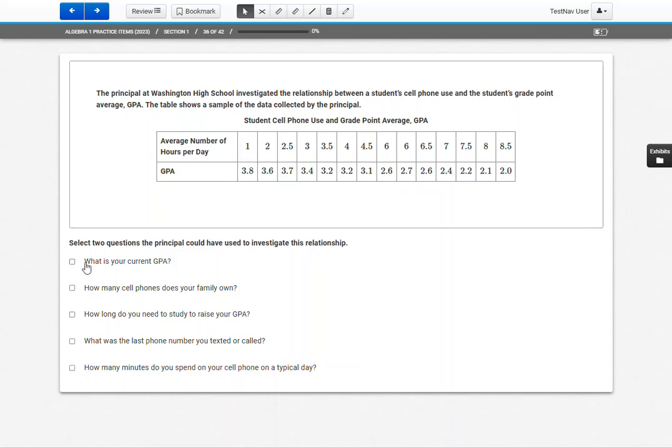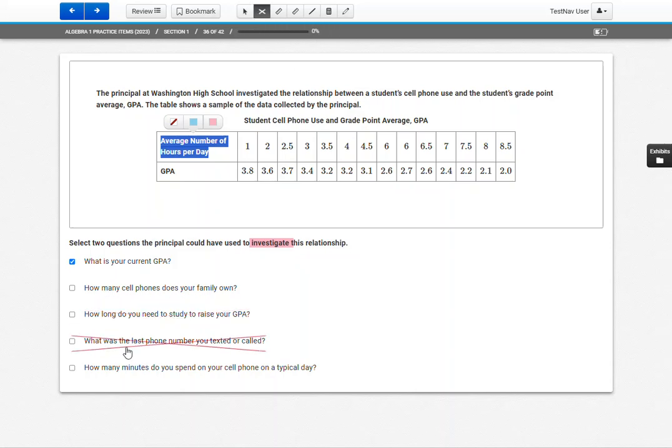So here's the question. It says select 2 questions the principal could have used to investigate the relationship. So because he is asking investigative questions, he wants to see the number of hours a student is using their cell phone and their GPA. So he could ask the students, what is your current GPA? Because that's this data right here. And how many cell phones?